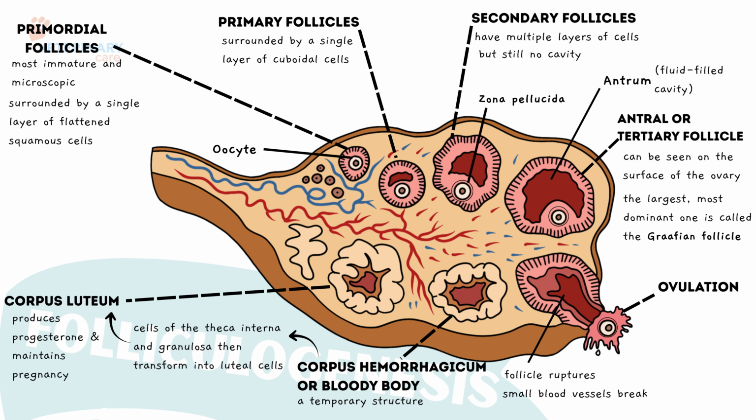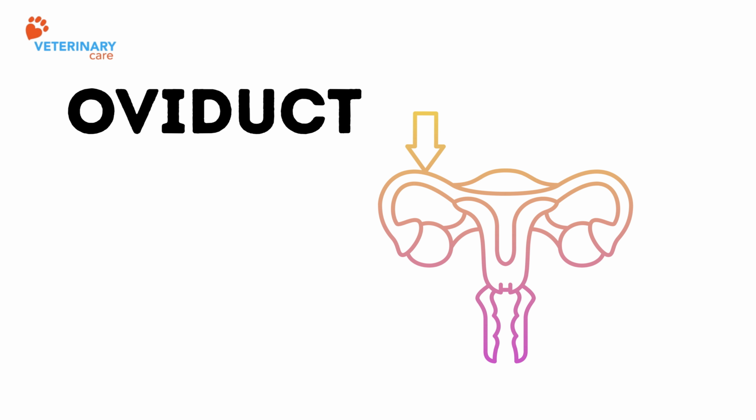Eventually, when the cycle ends, this corpus luteum regresses and becomes the corpus albicans, a white scar-like structure inside the ovary. And that completes our study of folliculogenesis. We will continue our journey and move on to study the oviduct and its role in reproduction.